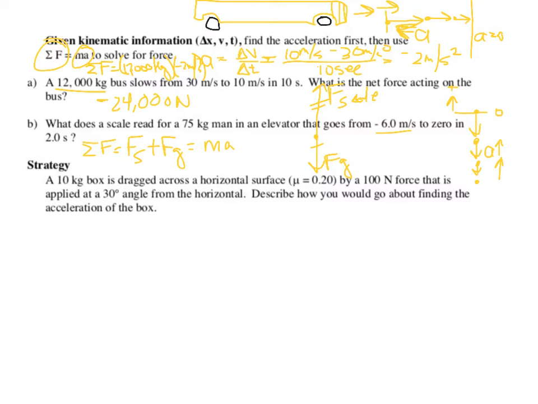How about that? But what's A? We need A. Well, final minus initial. What's the final? 0 meters per second. What's the initial? Negative 6 meters per second. How long did that take? 2 seconds. What's the acceleration?